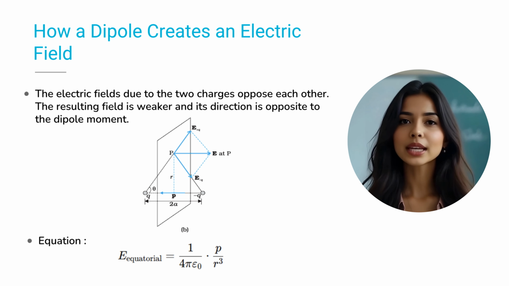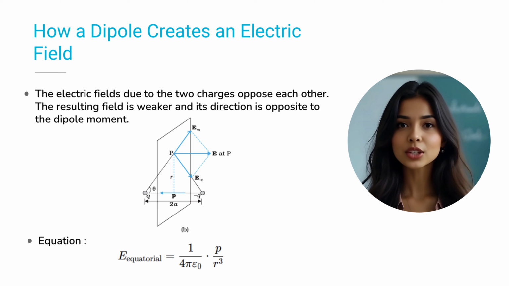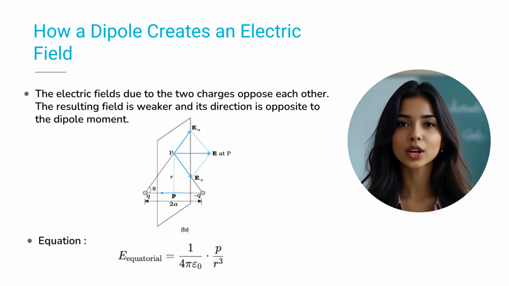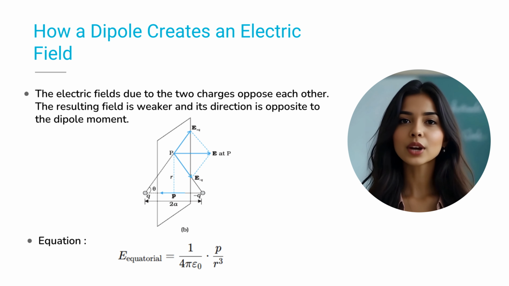Now look at part B, the equatorial line. This is the line that cuts the dipole perpendicularly through its center. In this case, the electric fields due to the two charges oppose each other. The resulting field is weaker, and its direction is opposite to the dipole moment. Electric field on the equatorial line equals 1 divided by 4 pi epsilon naught, multiplied by the dipole moment, divided by the cube of the distance from the center.